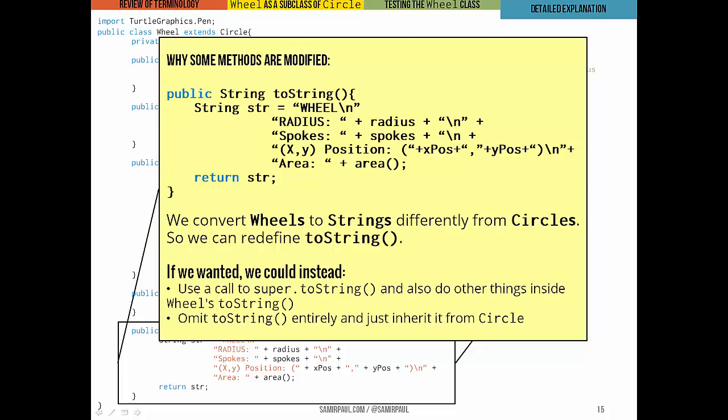But you don't have to. We did that in the draw method, but in the toString method, we don't do that at all. We just have a new string that we build and we return that string. You don't have to use super.